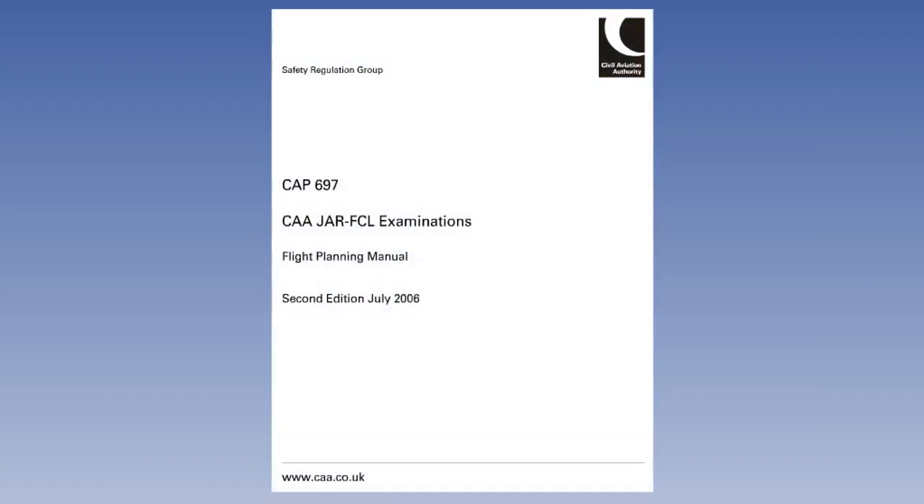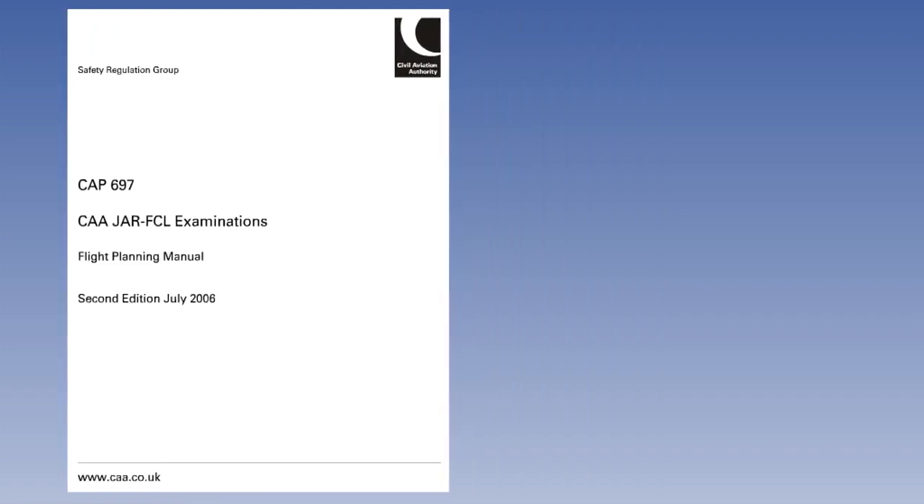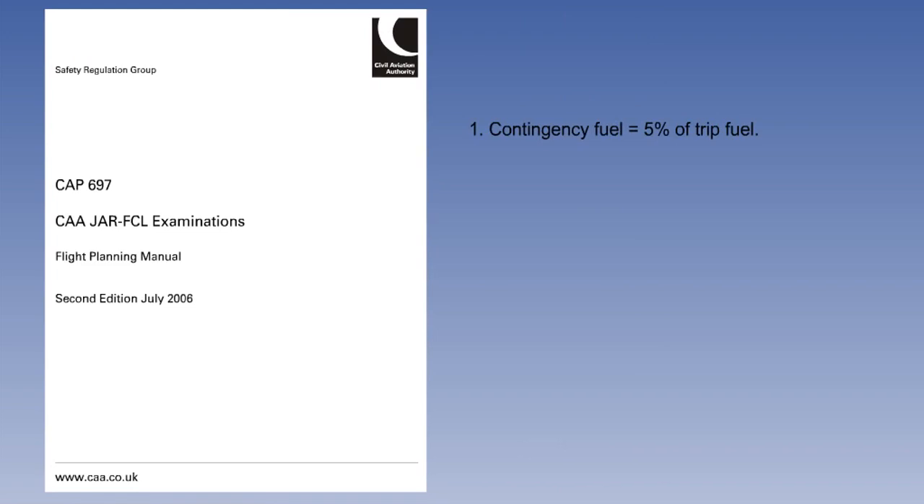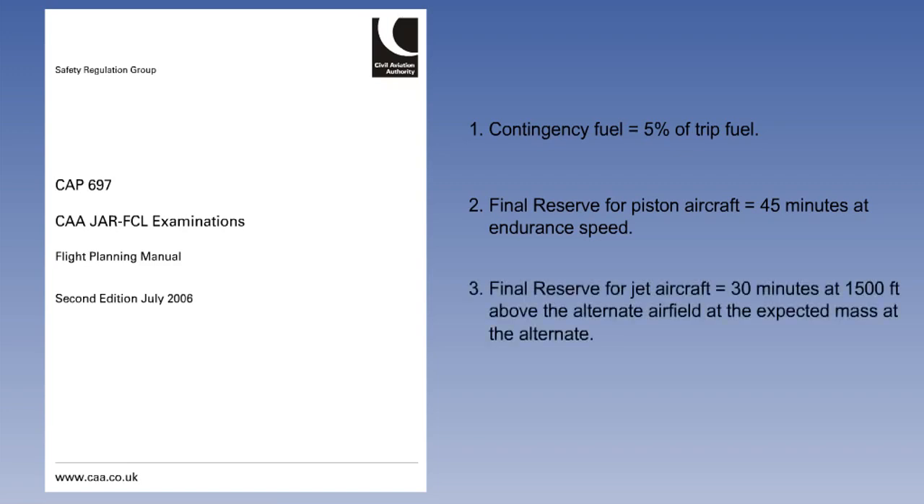The figures used for most fuel load calculations are taken from the CAP 697, which will be explained in later lessons. Unless instructed otherwise, contingency fuel is calculated as 5% of the trip fuel. Final reserve fuel for piston aircraft is fuel for 45 minutes at endurance speed. Final reserve fuel for turbine-powered aircraft is the fuel to hold at 1500 feet above the destination or alternate for 30 minutes.